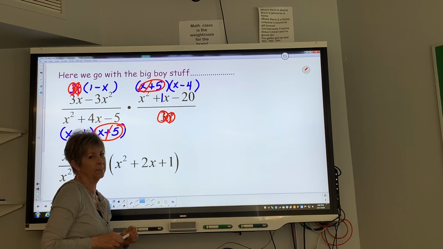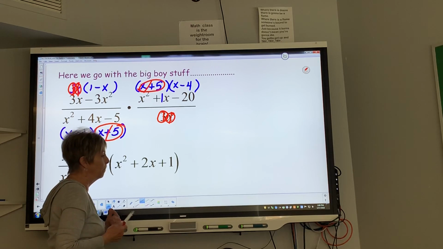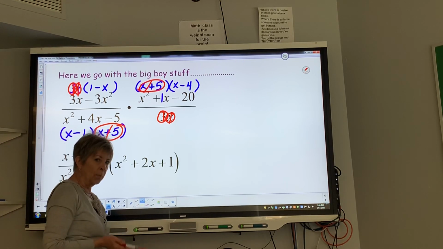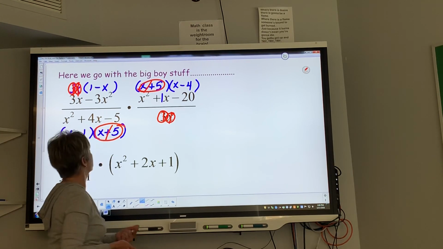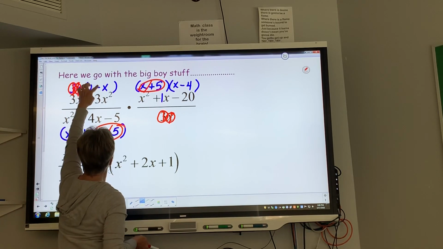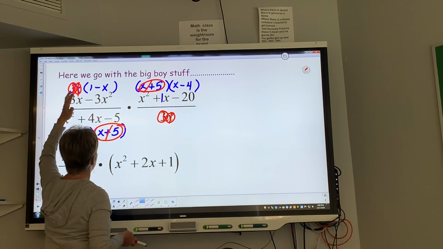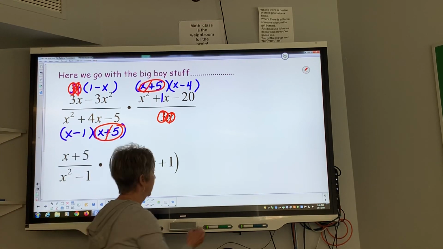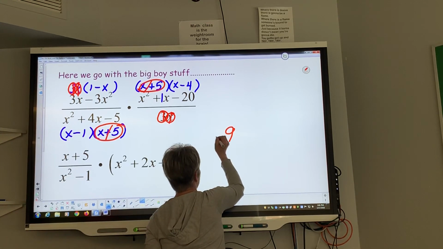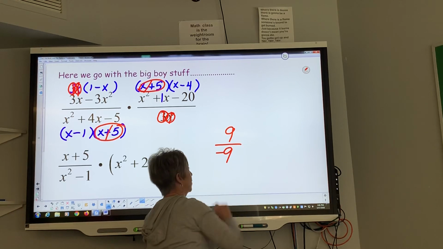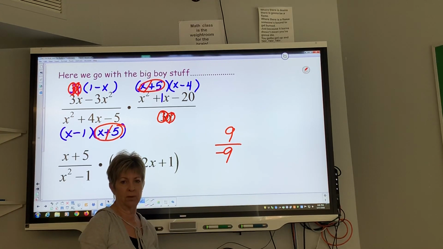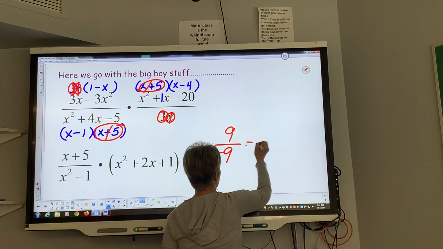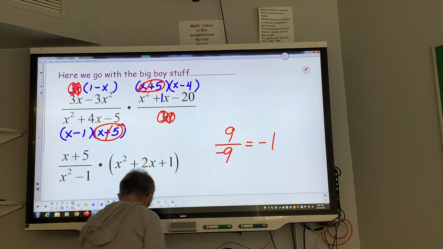Are those the same? I'm hoping you said no, because they're not. Subtraction's not commutative. But hopefully you know that they are opposites. If x was 6, this would be negative 5 and this would be positive 5. If x was 10, that would be negative 9. This is positive 9. Now, you wouldn't tell me that you can't simplify that because the denominator's negative 9. You would say that simplifies to negative 1.